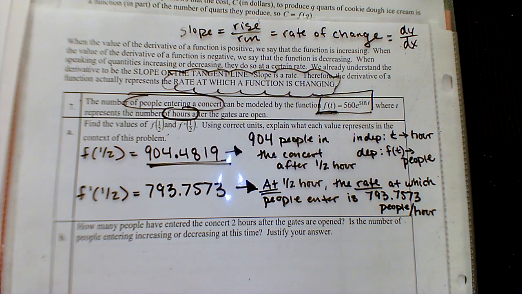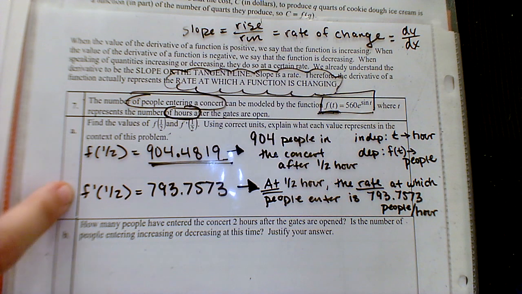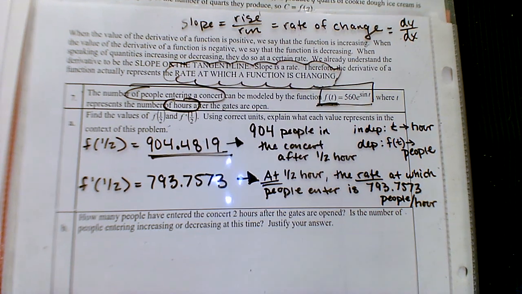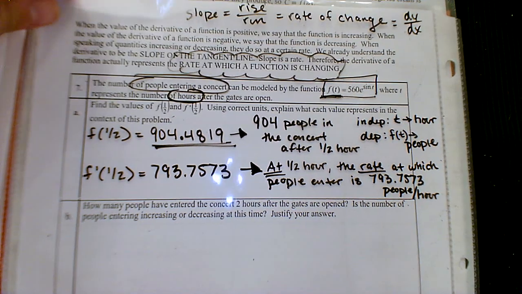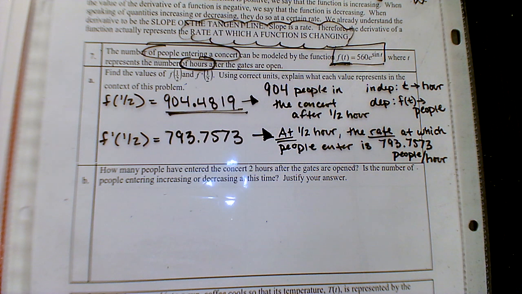So we've got to pay attention to the notation. Are we talking about a function value, or are we talking about a derivative value? Notice how the interpretation changes depending on that number and what it represents. All right, let's try B. How many people have entered the concert after 2 hours? Is the number of people entering the concert increasing or decreasing at that time? Justify your answers. How do you want to go about this one?